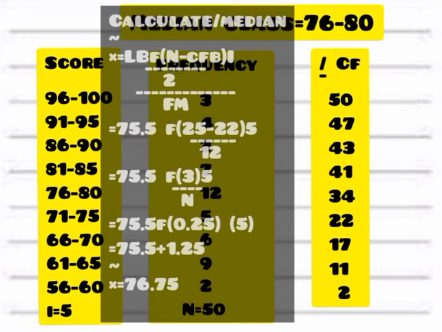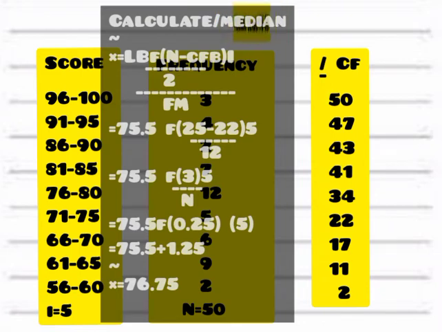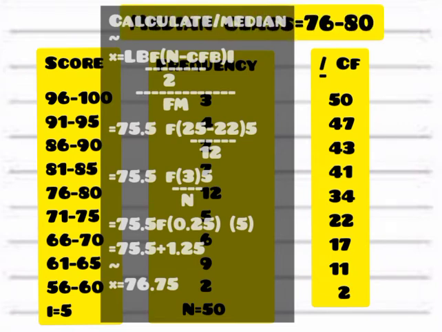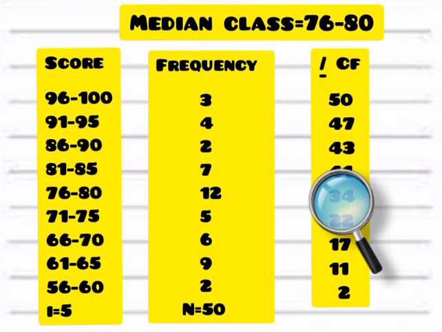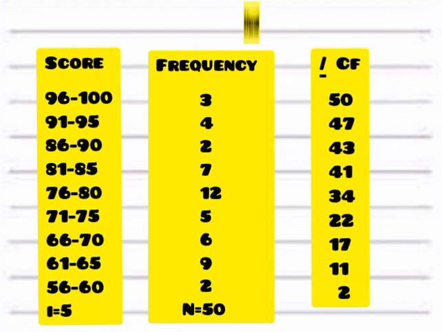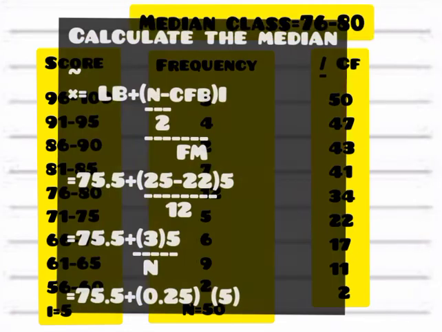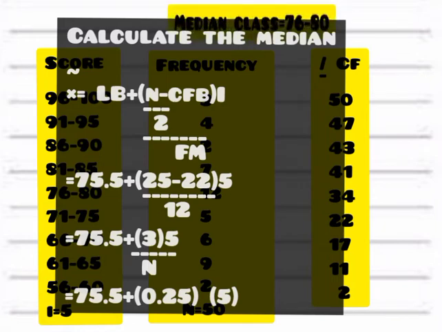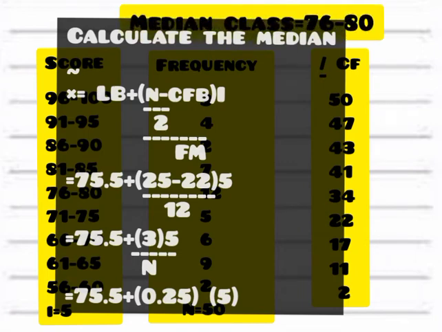Next, the n over 2, which we got earlier is 25, minus CF sub B, that is the cumulative frequency before the median class. Our median class is 76 to 80, which has 34 as its less than cumulative frequency. Below 34 is 22. So the cumulative frequency before the median class is 22. So we put 22. Next is over the frequency of the median class. The frequency of the median class is 12. And then our class interval is 5.